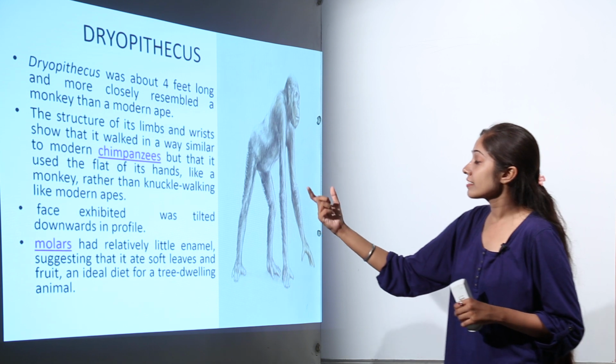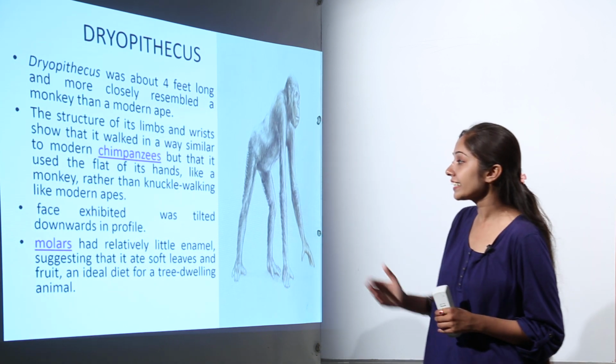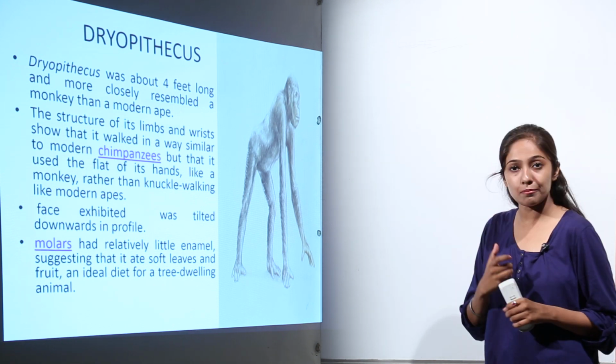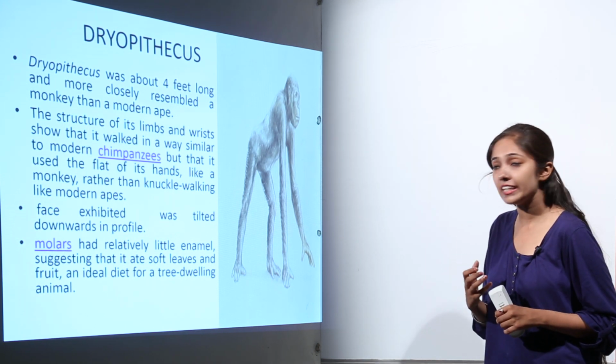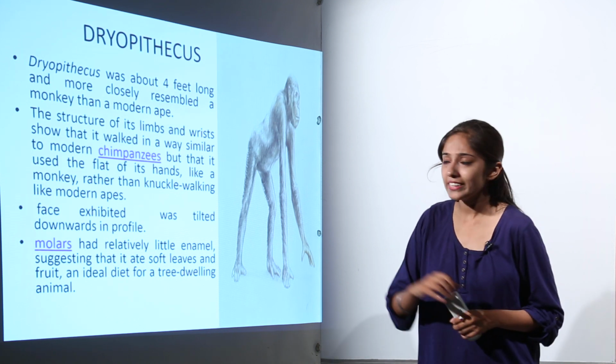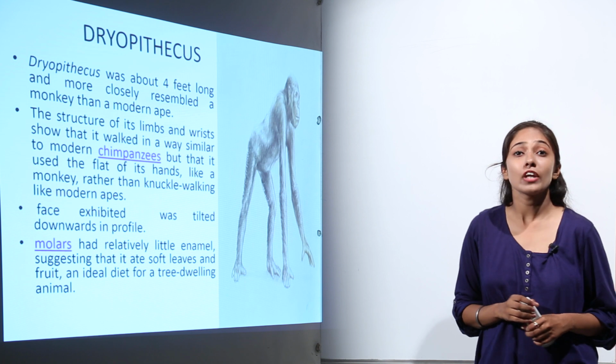The face, which is exhibited over here, was tilted downward in profile, and the molars had relatively little enamel, suggesting that it ate soft leaves and fruit, an ideal diet for a tree dwelling animal. So, these are a few features of Dryopithecus.